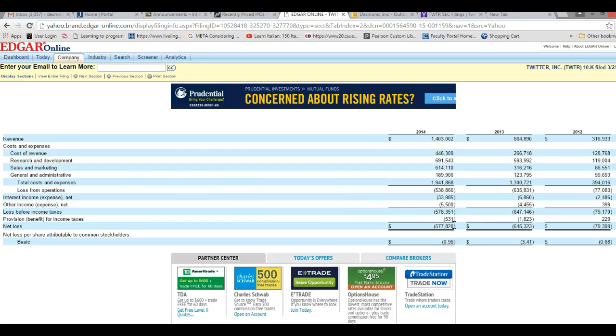This company probably could have turned a profit if they had spent next to no money or a very little amount of money in research and development, and maybe cut spending back in sales and marketing. They probably could have turned a profit. However, it appears that the loss has gone down from 2013. So it's going to be interesting to see what's going on in 2015 with this company.